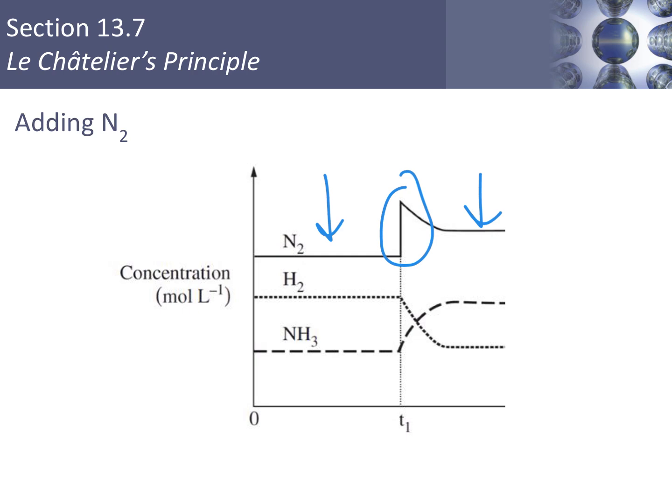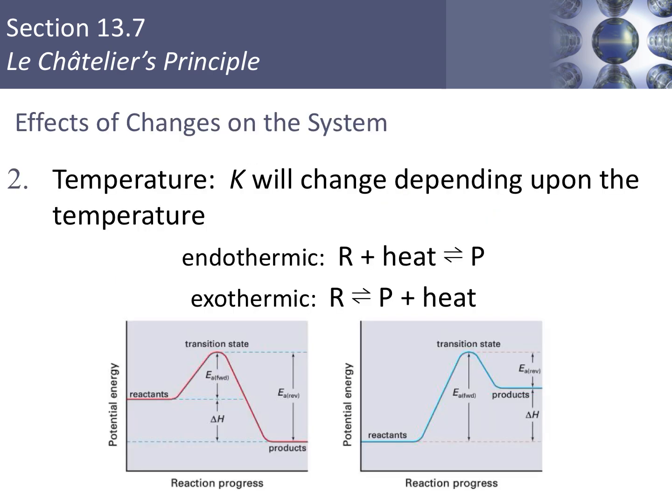And then if you take a look at the other reactant and the product, you will see as the reaction is shifting toward the product, an increase in the concentration of the product until it becomes constant. And then the other reactant decreases in concentration until once again it becomes constant and a new equilibrium is established. Now let's talk about the effect of changing the temperature on an equilibrium system. Remember, the equilibrium constant is actually going to change when we change the temperature of an equilibrium system.